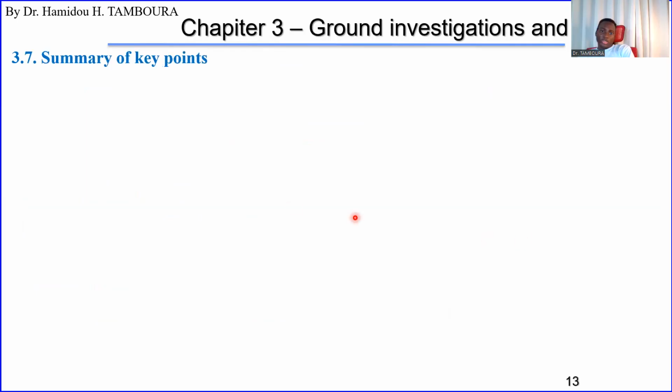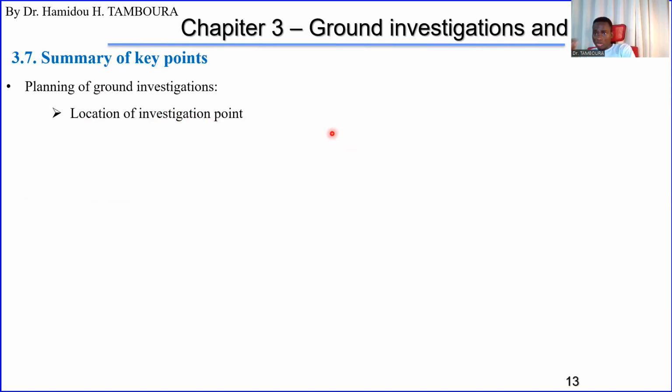Now, a summary of the key points of this chapter. Planning of ground investigation, we did that previously. The location of the investigation points: what are the different locations you need to investigate? We talked about that in the previous video. Then the depths of investigation points. We took an example in the case of pile foundations. What should be the minimum depth? There are 3 conditions for that, at least 5 meters or something like that. You can check the previous video.